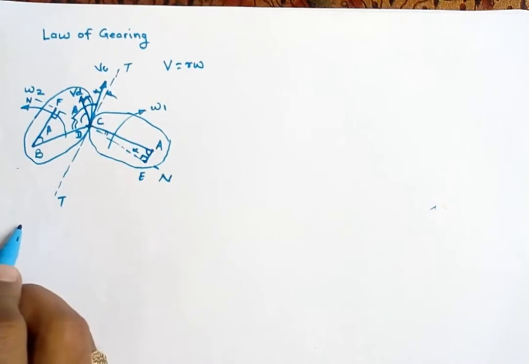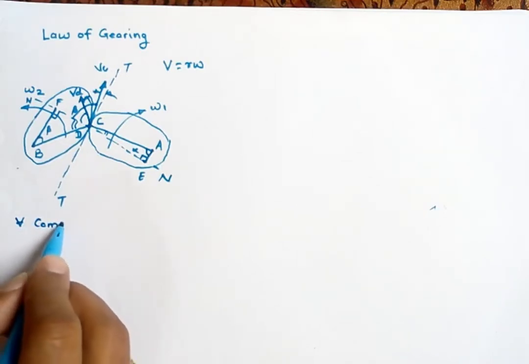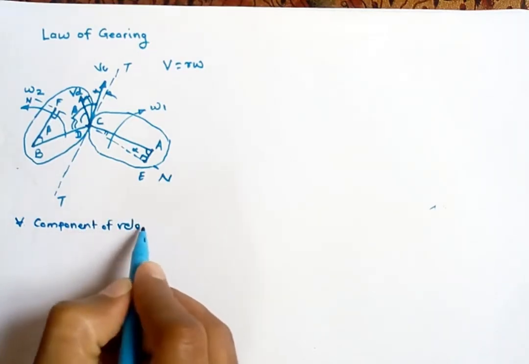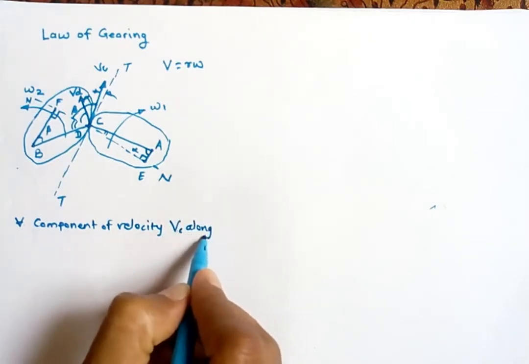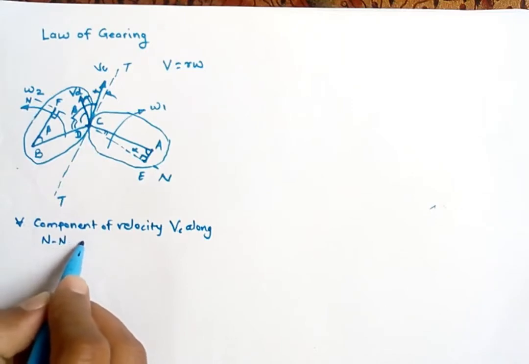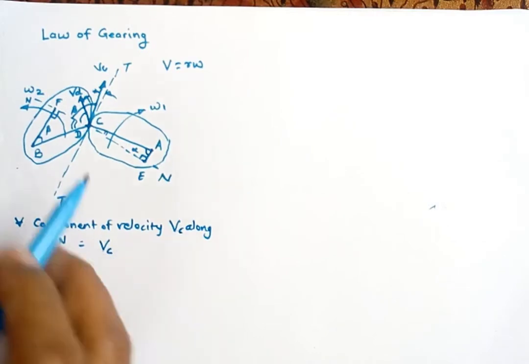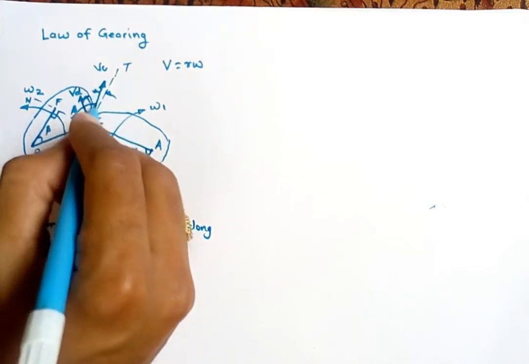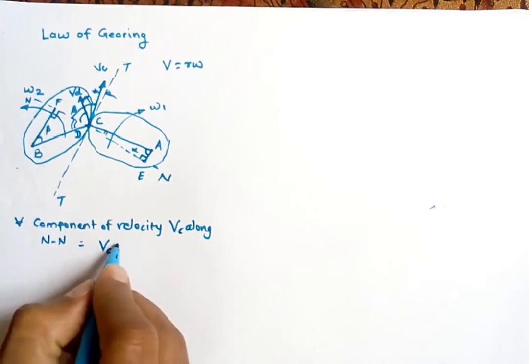So first of all, we'll try to see what are the components of velocity along the common normal. Along the common normal n, the velocity Vc has a component. The angle made by Vc with respect to the common normal is alpha. So it will be Vc cos alpha.